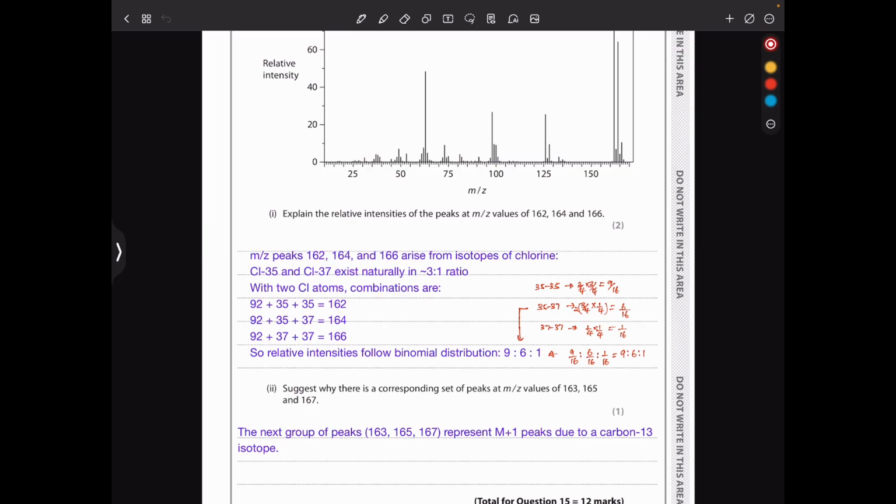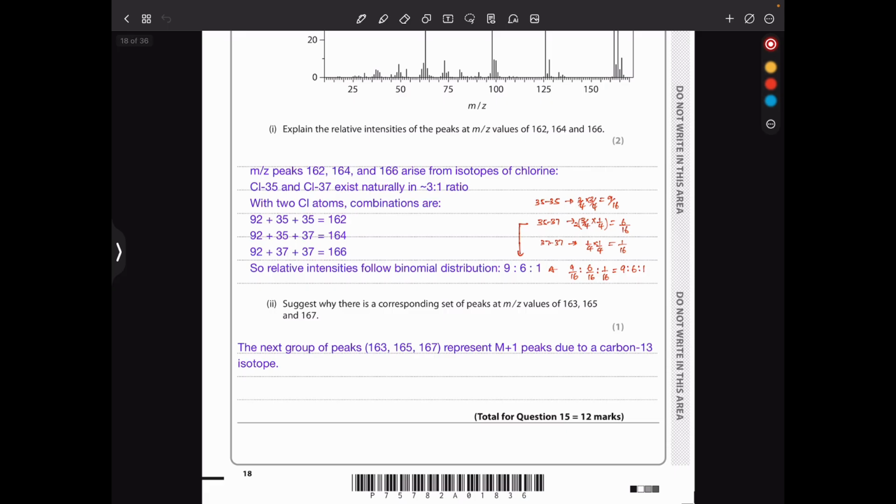In this case again, if it's a 35-35, the ratio is going to be 3 over 4 times 3 over 4, which gives us that. 35-37, twice into 3 over 4 times 1 over 4, giving us that. And 37-37 is 1 over 4 times 1 over 4, giving us that. The ratio is 9:6:1, as we can see that. You studied this in AS chemistry.